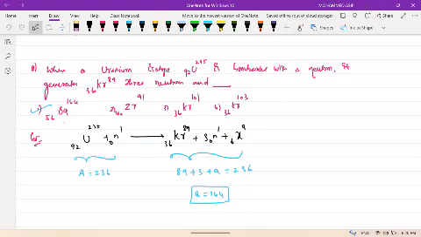Okay, we need to calculate that X element. So first I equated the masses on the left hand side and right hand side. 236 must be equal to 89 plus 3 neutrons, that is 3, plus A. If I equate both of them, we get the mass number A equal to 144. So in 144, which option is available? The first option. So that will be the answer. Am I clear?